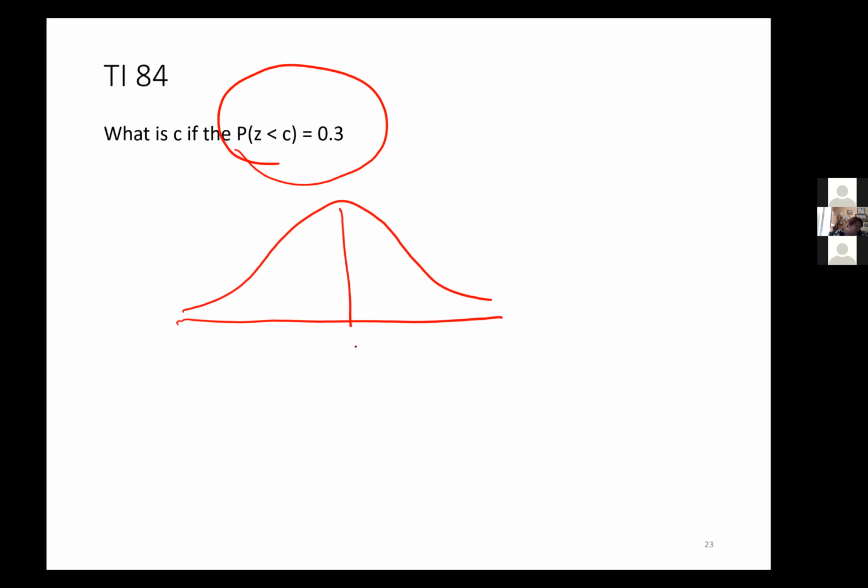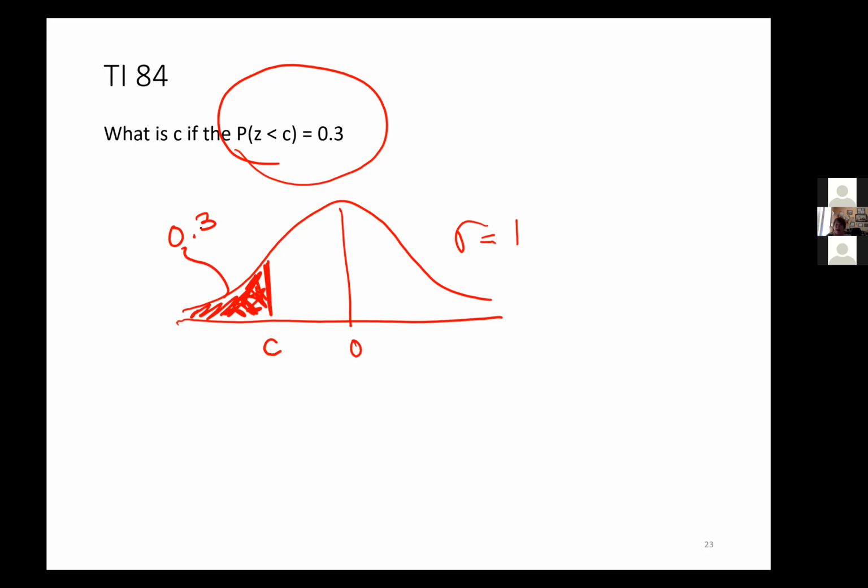Standard normal distribution. They're saying that the area, so we have some c here, some number, some x value. The probability that z is less than that number, or to the left of that number, is 0.3. So what they're giving me is the area under the curve. When they give me a probability, it is the area under the curve.